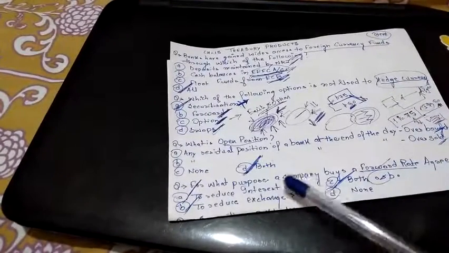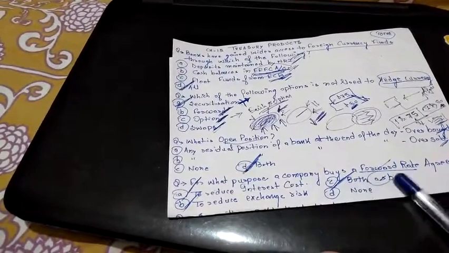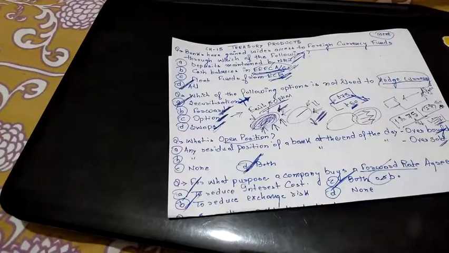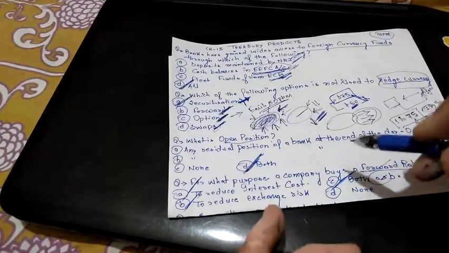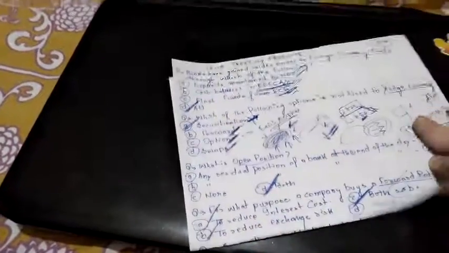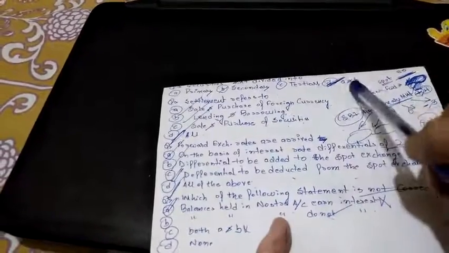Next question, for what purpose does the company buy a forward rate agreement? Whenever a forward agreement happens, it is basically to reduce cost and to reduce the risk. So both A and B options are right. Next question, securities market is divided into.